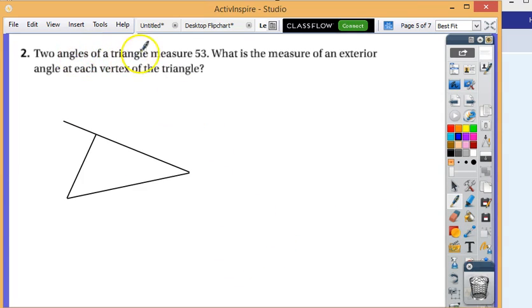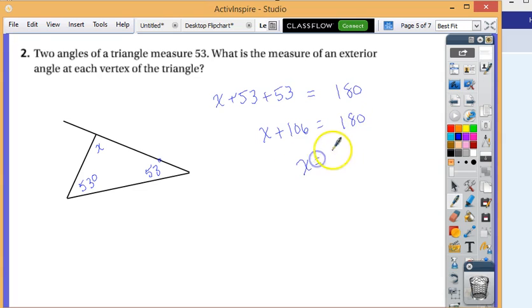Two angles of a triangle measure 53 degrees. What is the measure of the exterior angle at each vertex of the triangle? So this is 53 degrees, and this is 53 degrees. Now this is just a sketch, so these might not actually measure 53. How do I find this missing angle? We'll call this x. How do I find x? Right. So x plus 53 plus 53 is equal to 180. x plus 106 is equal to 180. And x is equal to 74.